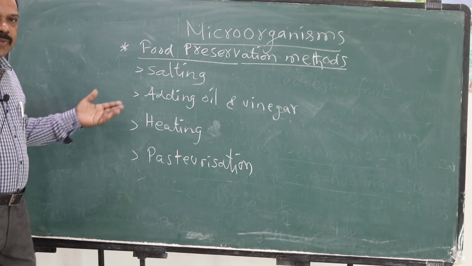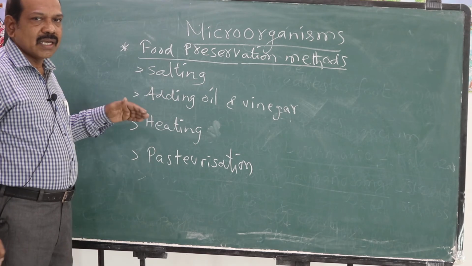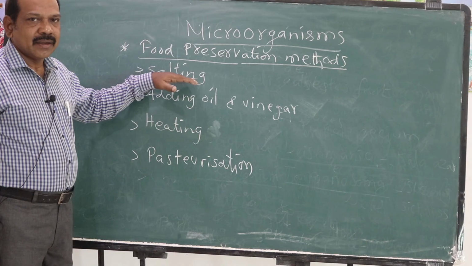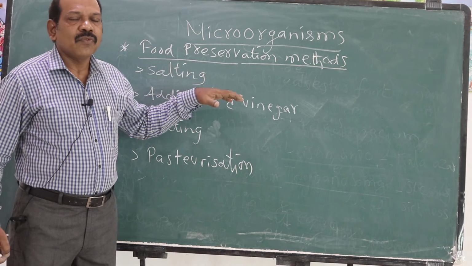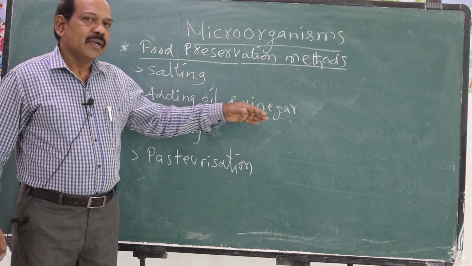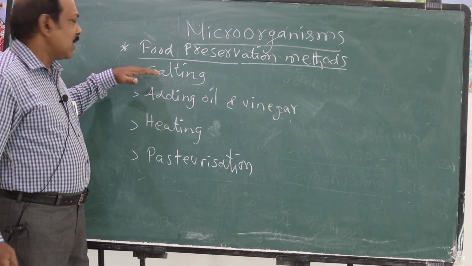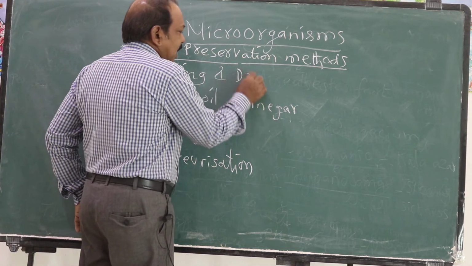Salting: especially fish and meat, when stored for a longer period of time, are salted. The salting prevents the food item from getting spoiled. Food items can be preserved for a longer period of time by adding salt to them. Salting and also drying.